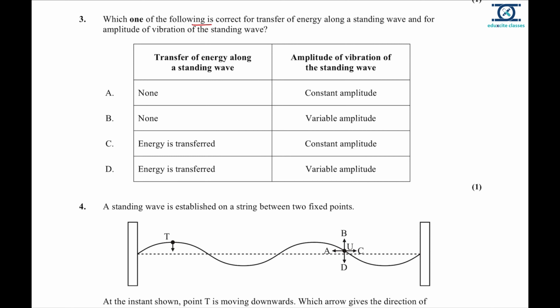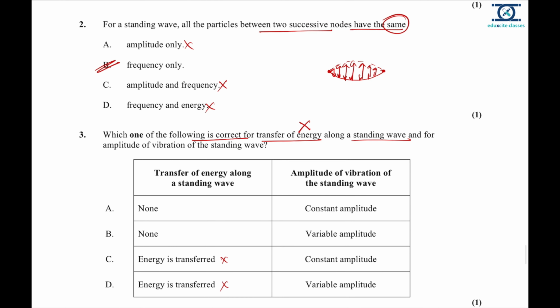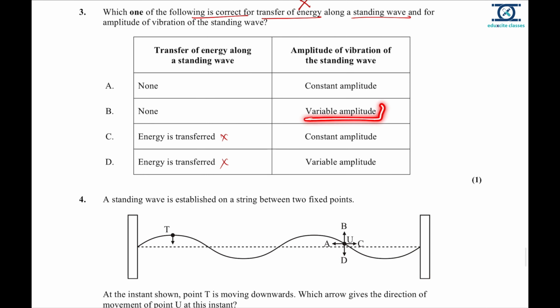Question number 3. Which one of the following is correct? For the transfer of energy along a wave, we know that there is no transfer of energy in a standing wave. The particles are at their own position only. So this is incorrect, and this is incorrect. Now we have to select from A and B. As I mentioned, every particle has a different amplitude. So it varies in amplitude and there is no energy transfer. Option B is the right answer.